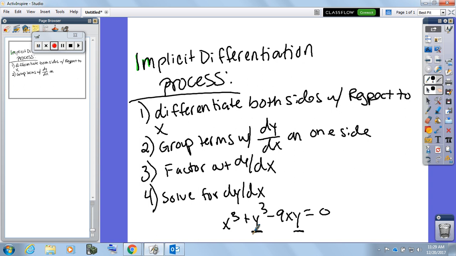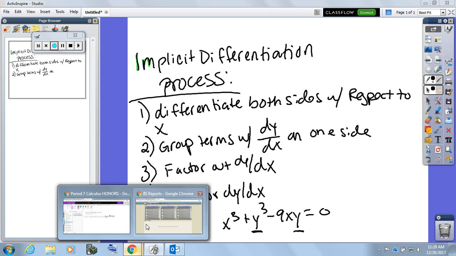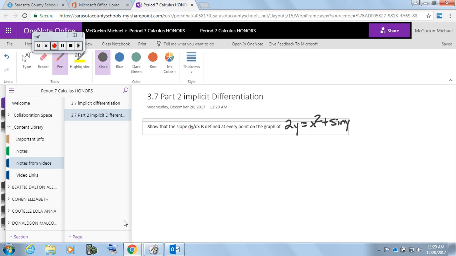Okay? So let's go right into a more application-based question. What we're going to look into is the following. It says, show that the slope dy dx is defined at every point on the graph of 2y equals x squared plus sine of y. So really what we need to make sure is that when we find the slope of the tangent line by implicitly differentiating, there are no problems.